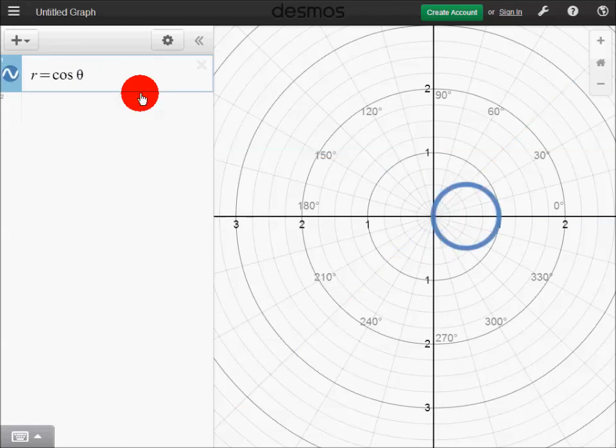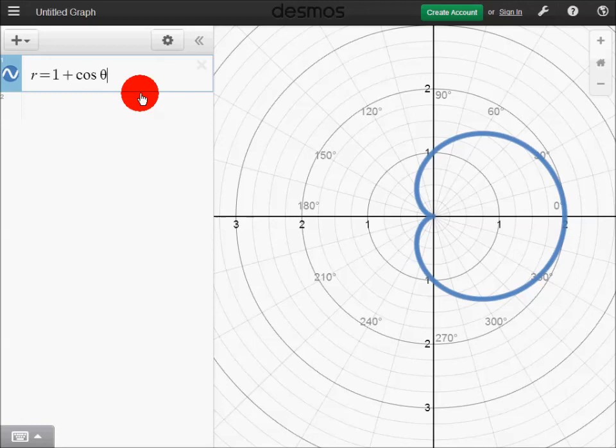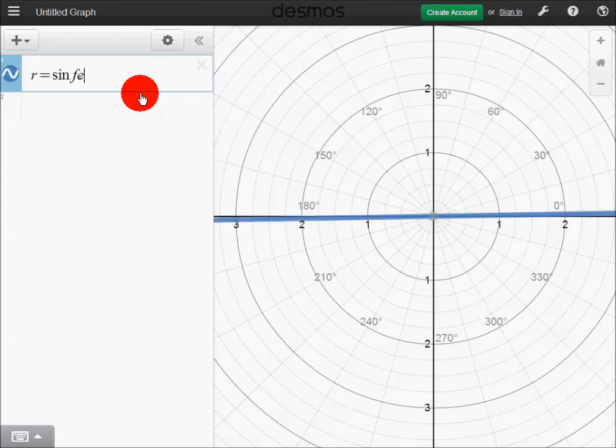I'm sure you guys are still listening. Cosine theta is a circle. Look at that. You have 1 plus cosine theta. You get something that looks like that. And you can do some pretty weird things. And this is a good tool to use to practice graphing, or just to see what things look like.